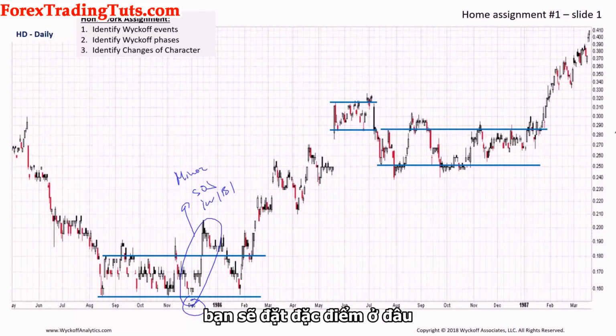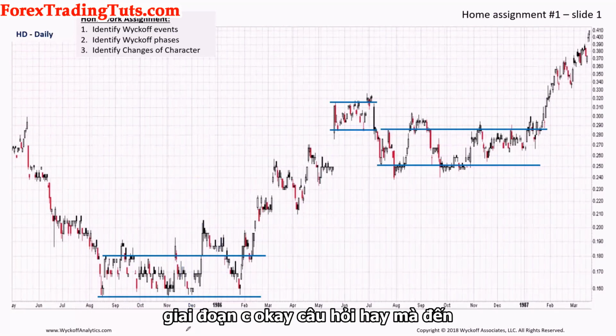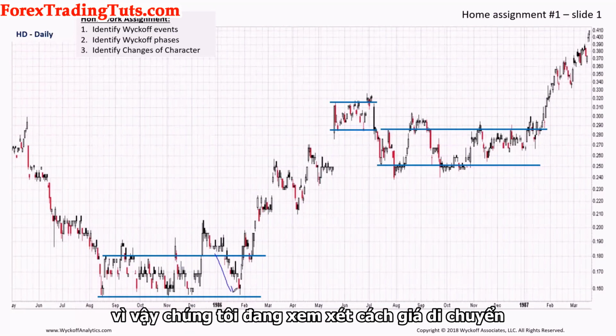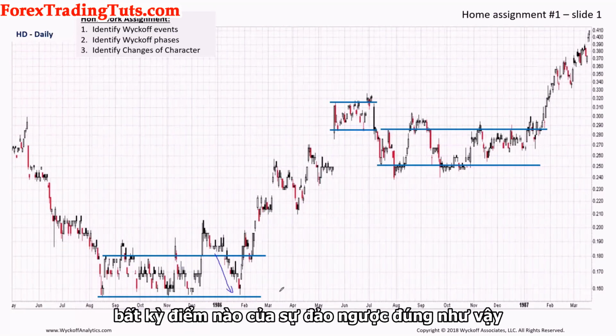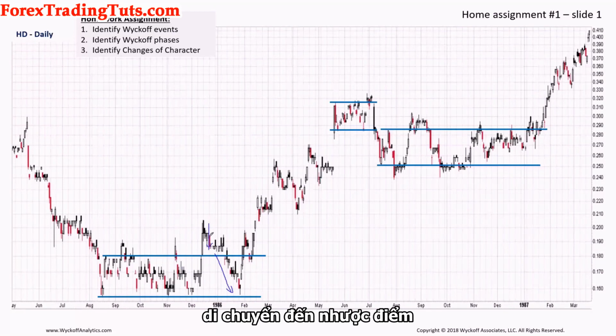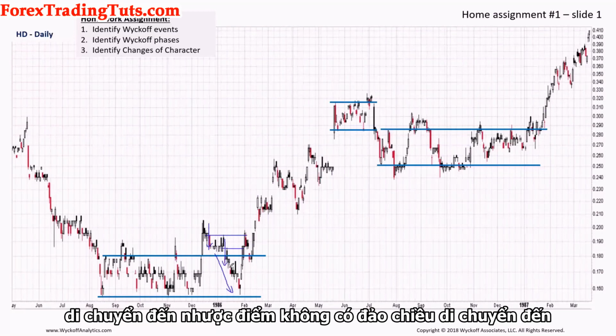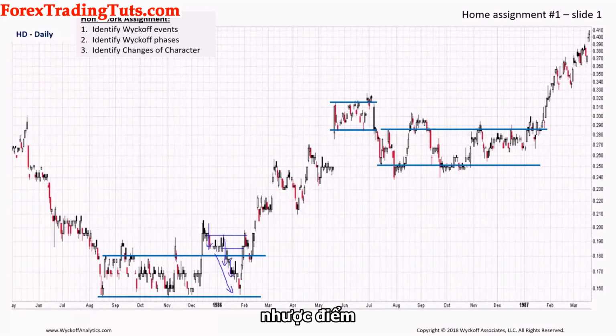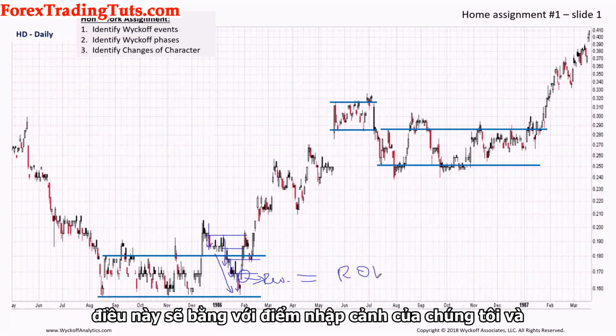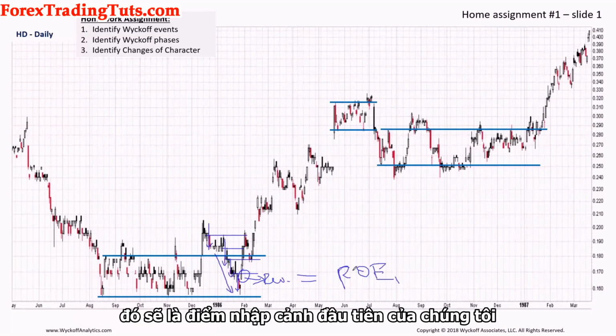Where would you place the trade in phase C? Okay, good question. That comes from Justin. So we're looking at how the price moves to the downside, and we're looking for any points of reversal, right? So move to the downside, no reversal. Move to the downside, no reversal. Move to the downside, no reversal. Move to the downside, oops, reversal, which would equal our point of entry, and that would be our first point of entry.